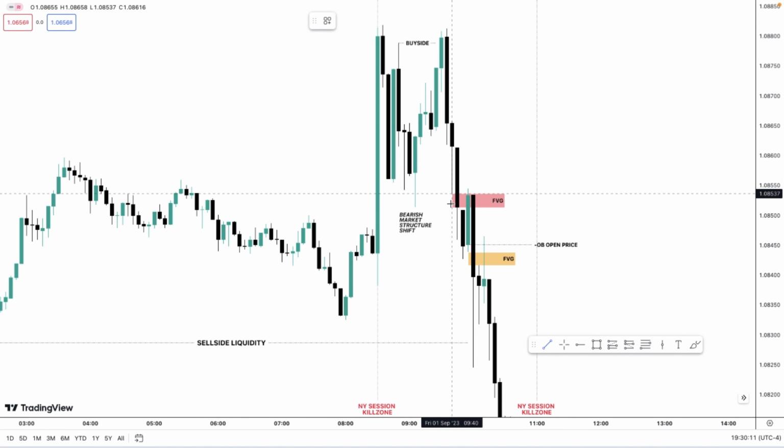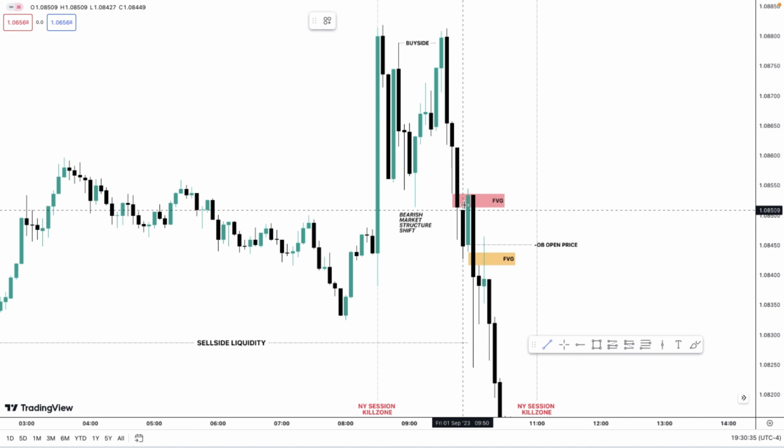That is called the fair value gap. As you can see, the red box is trying to show you the imbalance left in price. There's an imbalance left in price. So as soon as that happens, we have a bearish market structure shift and we have a fair value gap. We want to enter our trade at the fair value gap.